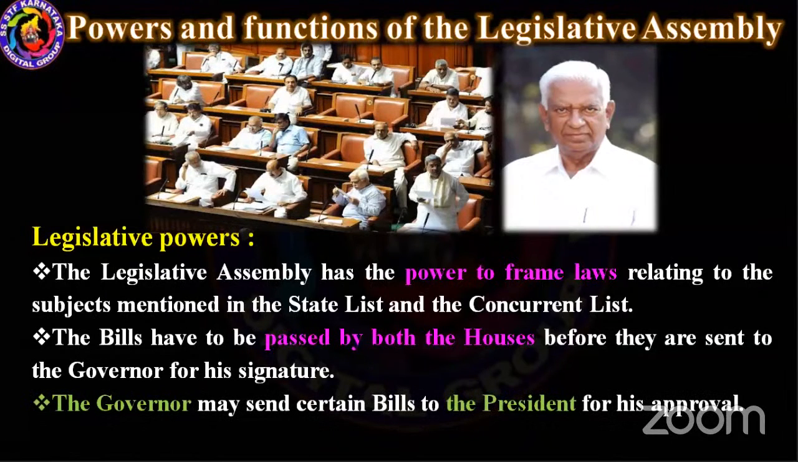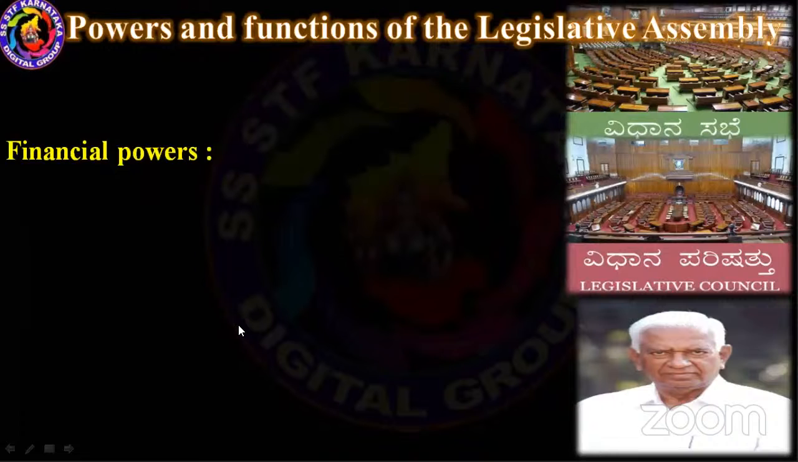The governor may send certain bills to the president for his approval. On some occasions he may send, or he may not send. If it is required in some situation, he may send the bill submitted to him for his signature by the legislative assembly and the legislative council, to the president for approval. These are the legislative powers.